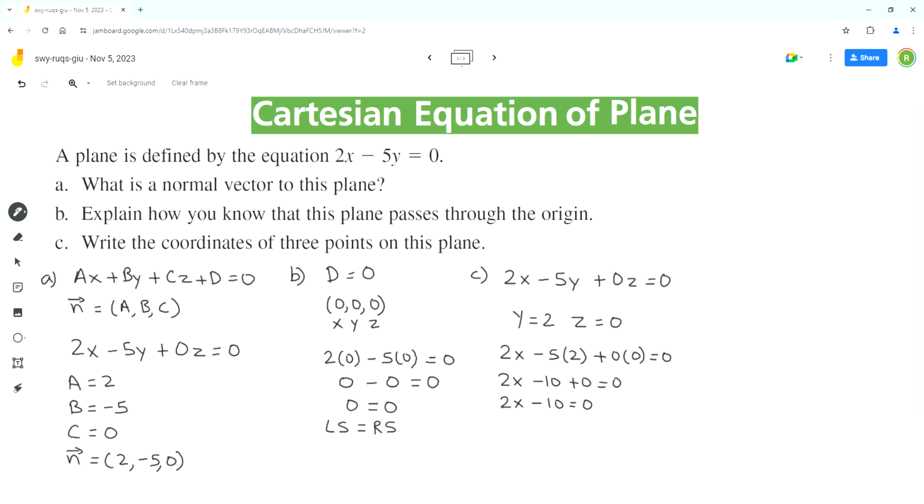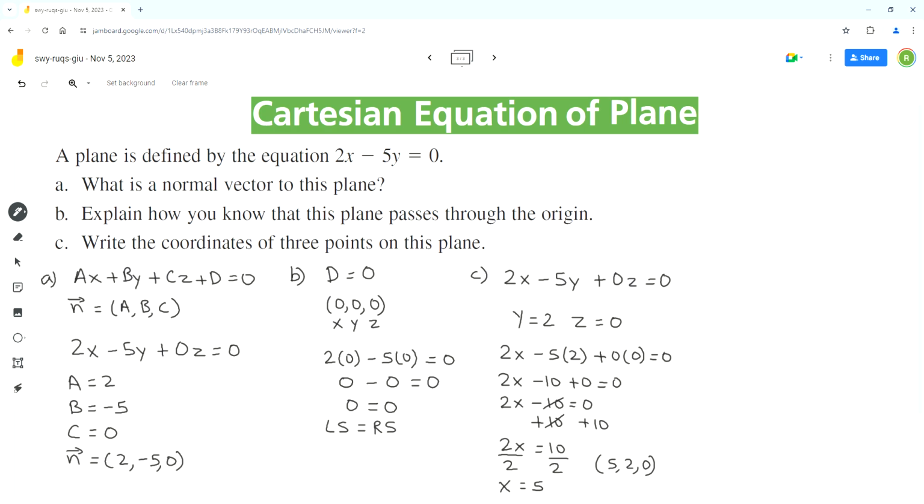So we have to solve for x. We should add 10 to both sides. I get x equals 5. So the first point that lies on this plane is, so the reason why I used y as 2 is because if I use y as 2 in this equation, I'll get a whole number value for x. We can use any real number values for y and z and then solve for x.